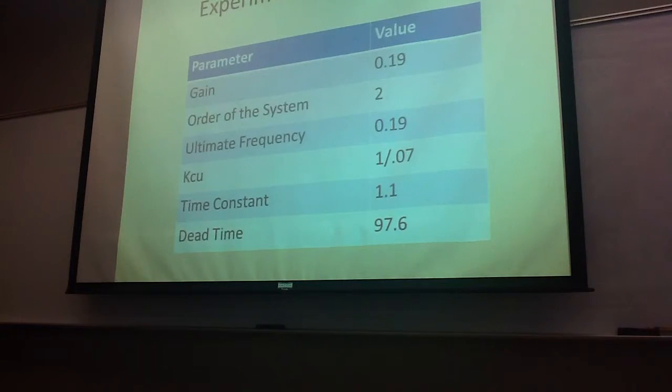Some parameters we gained, just to tabulate it. You see our gain was 0.19. The order of our system was just about 2. The ultimate frequency was 0.19. Our KCU was 1 over 0.07. Time constant of 1.1, and a dead time that's actually 4.